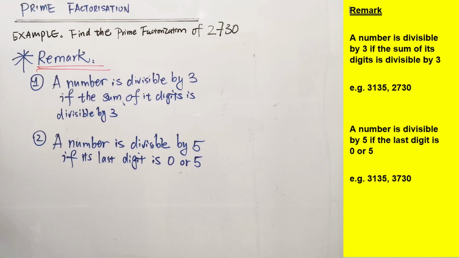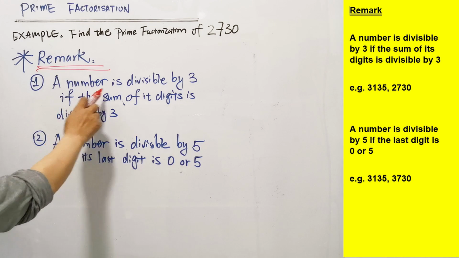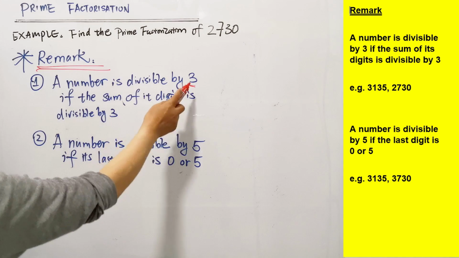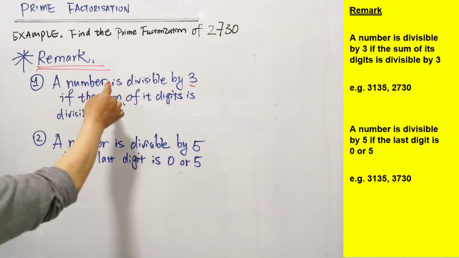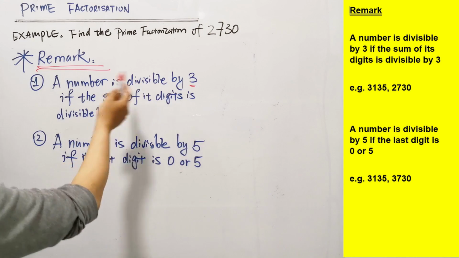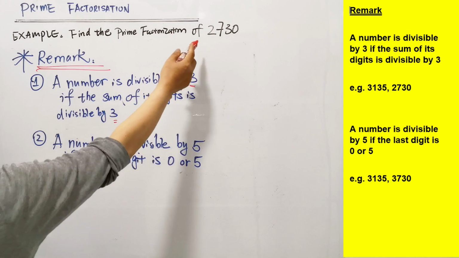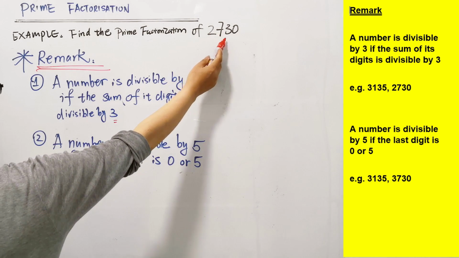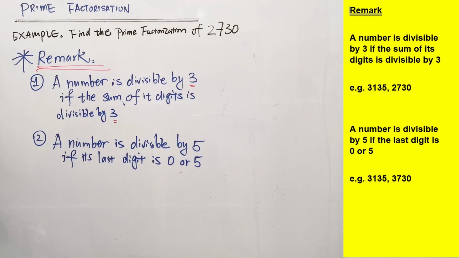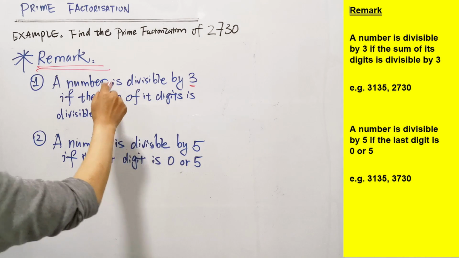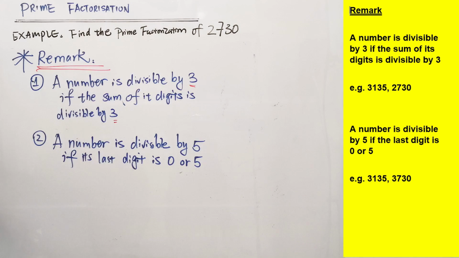So basically the first one, if a number is divisible by 3, okay, you'll be able to divide by 3 if the sum of its digits is divisible by 3. Just try it: 2 plus 7 plus 3 plus 0. So it's 12. 12 is divisible by 3, and then this number is definitely also divisible by 3.